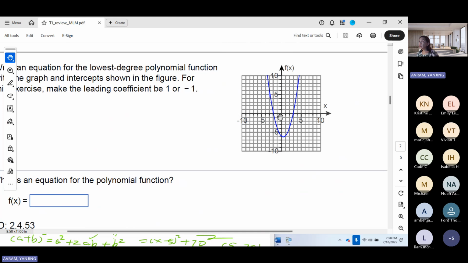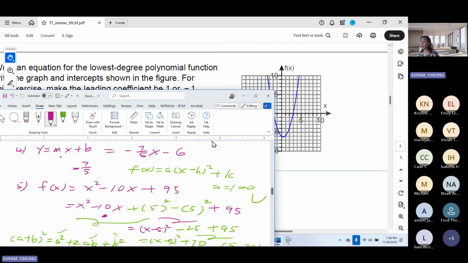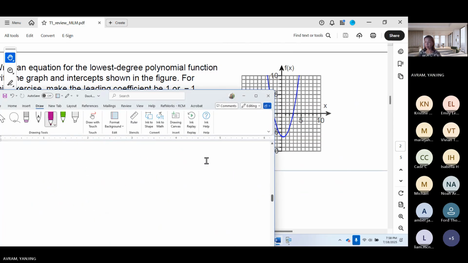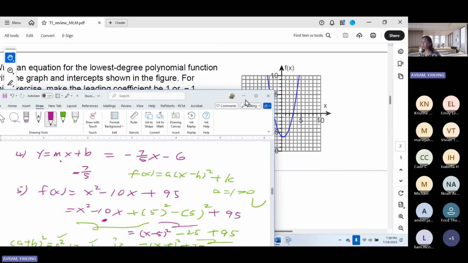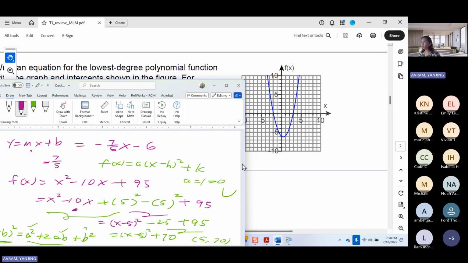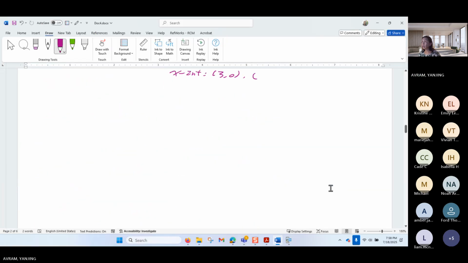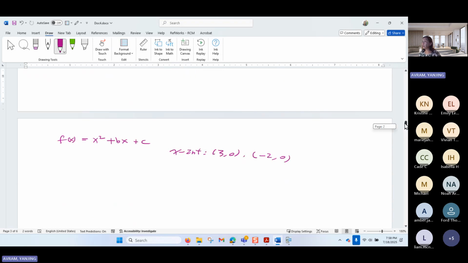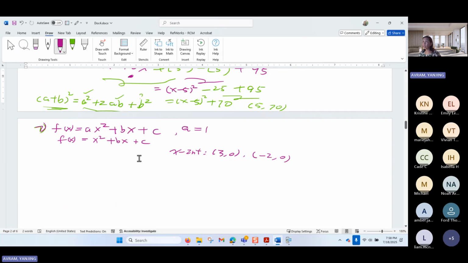Look at that. This one will be 1, 2, 3. One is positive 3. The other one is negative 2. So we have an x-intercept here at 3 and 0. And this point right here is negative 2 and 0. All right, so we got 2 points. We don't really need a third point. With 2 points here, we can find b and c, right?